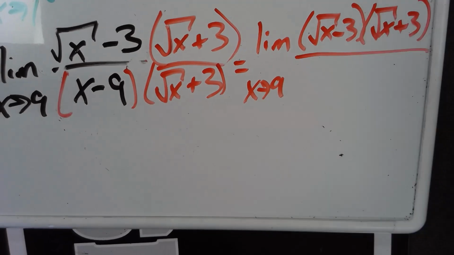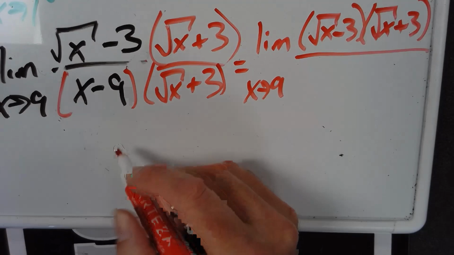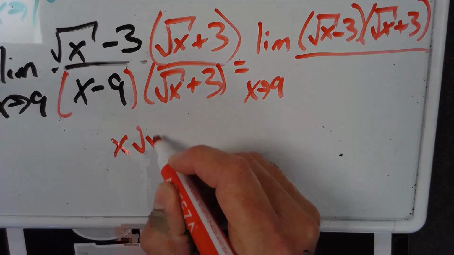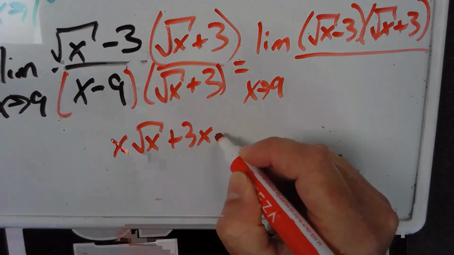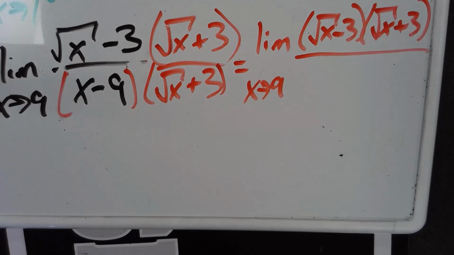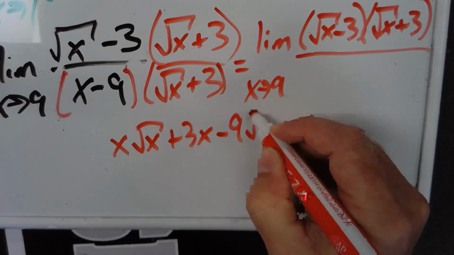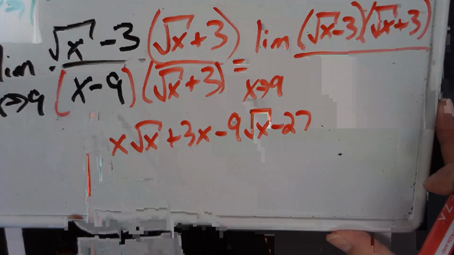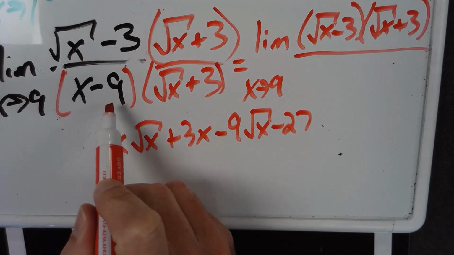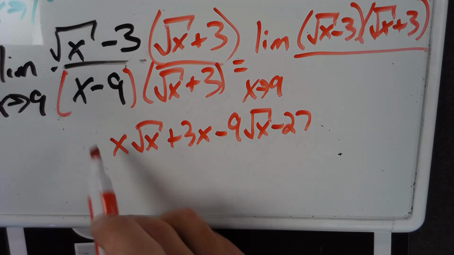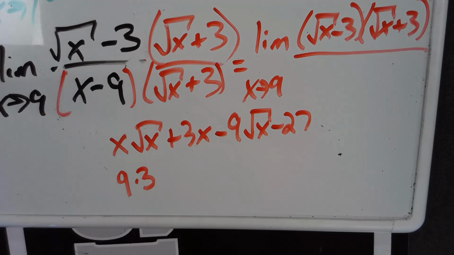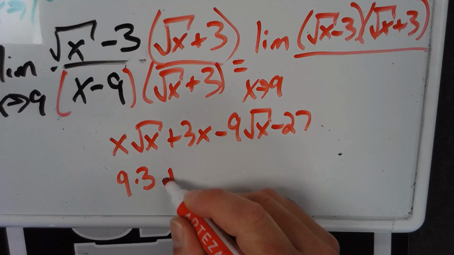But down in the denominator, let's see what happens. We got an x and the square root of x, and then a plus 3x and minus 9 square root of x minus 27. Again, we got to FOIL the denominator, because if we don't, we're still going to have a 0 out front. But now that we FOIL it, let's see what happens. We have 9 times 3 plus 27. No, it still didn't work.